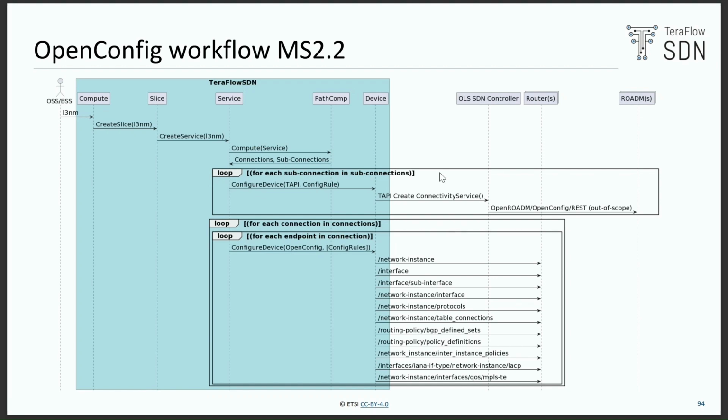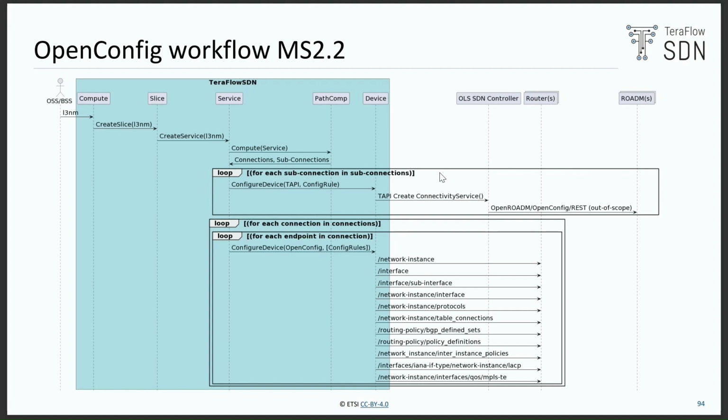And then for the other connections, for each endpoint in the connection, we are configuring the device. In particular here, if we are using OpenConfig, this configuration implies first configuring the network instance, then we need to configure the interface, we need to configure the sub-interface, we need to configure the interfaces associated to the network instance, the protocols associated with this network instance, the table connections associated with the network instance again, the routing policies, the BGP routing policies for ingress and egress, the policy definitions, and then we configure the inter-instance policies.